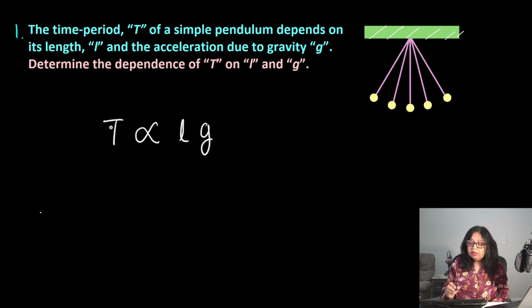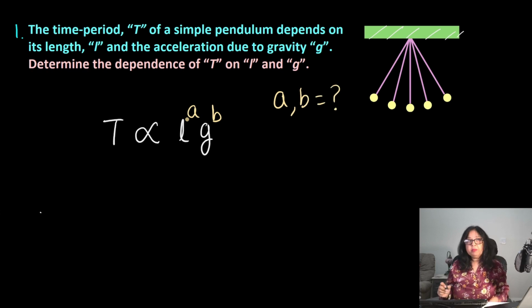And we're asked to determine the dependence of T on L and G. That dependence will be these powers A and B. So we're basically asked to find these powers A and B. These powers tell you how T, the time period, depends on the length L and the acceleration due to gravity G.